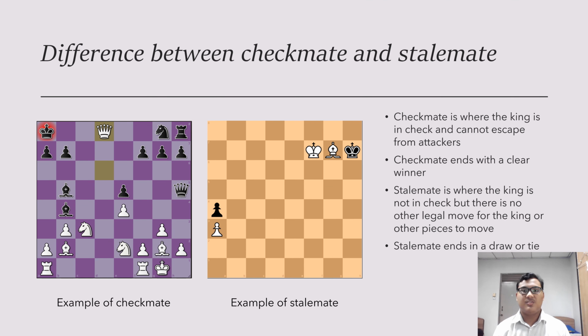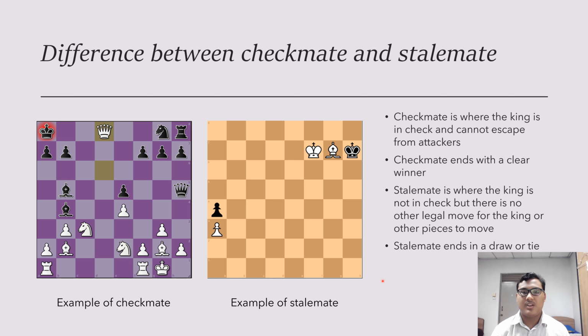So what's the difference between checkmate and stalemate? According to the example here, checkmate is where the king is in check and cannot escape from the attackers. Checkmate ends with a clear winner. For this first example, we can see that the king is under check from the queen and the king cannot run and there's no piece to block the check. Therefore, this game is a checkmate.